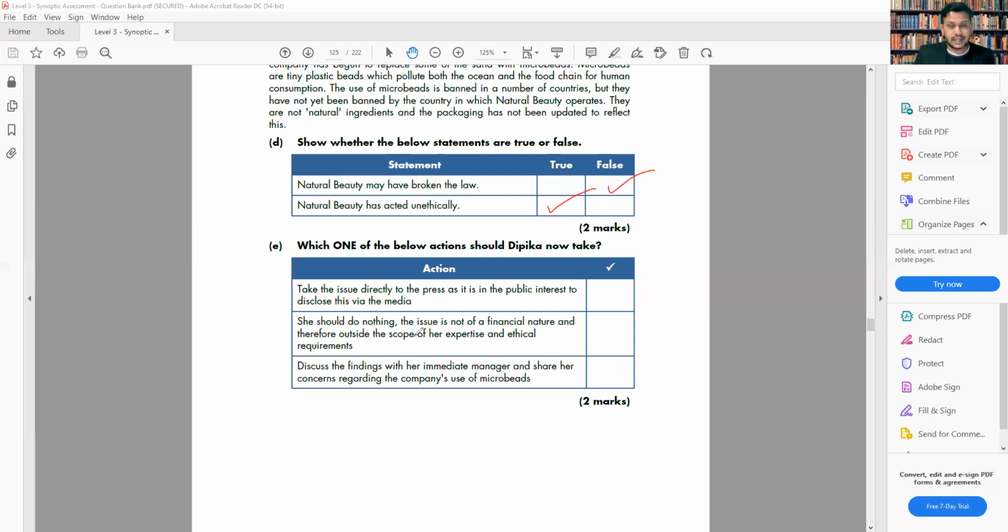She should do nothing. No, she should do something, because she found something that is not good for human health and for the environment. So she just cannot sit down doing nothing. Discuss the finding with her immediate manager and share her concern regarding the company's use of microbeads. So you need to share what you found with your immediate manager, and it will end up with a decision from there. So this is the most appropriate action she can take in this situation.